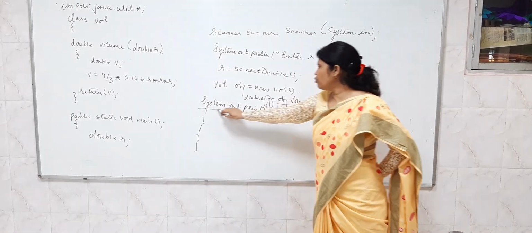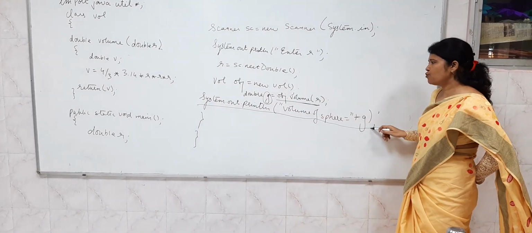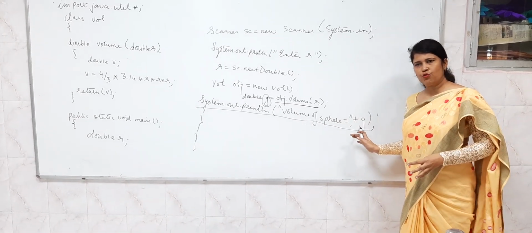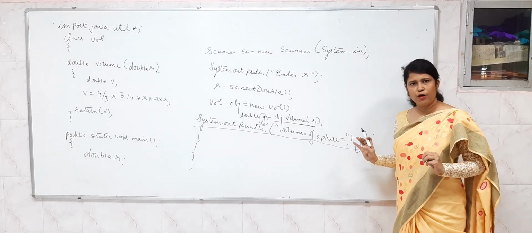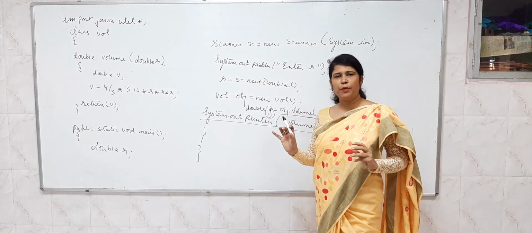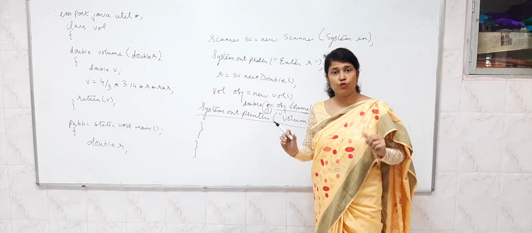Now what we have calculated, we have to print on the screen. So we have written volume of a sphere is equals to, and where the volume is stored in the variable, that variable we are going to print. So this was the complete program where we are printing volume of a sphere through function.